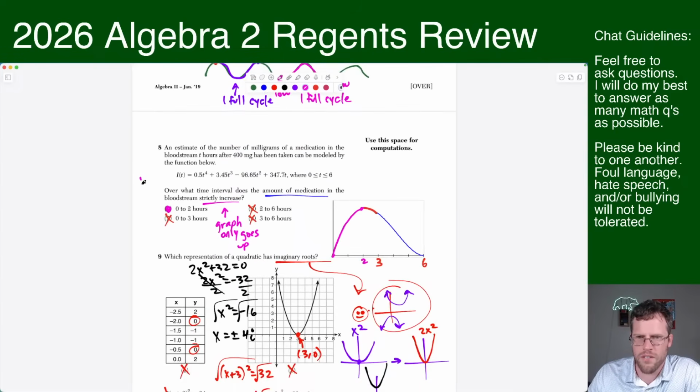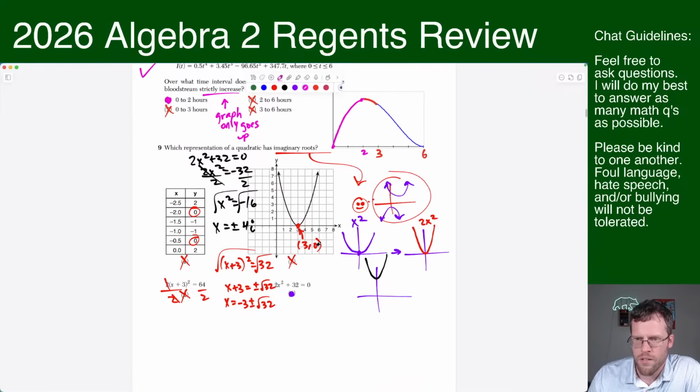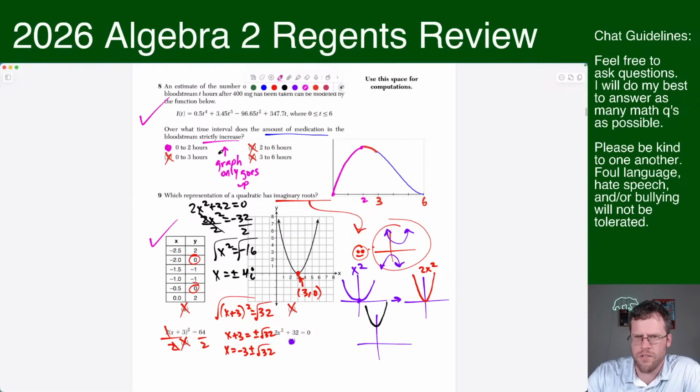This one should be easy. Just graph it and see where the graph is going up. So 5. If you know definitions here, imaginary roots, like that, the graph is not going to hit the x-axis, then you might be okay. So I think this one is very doable.